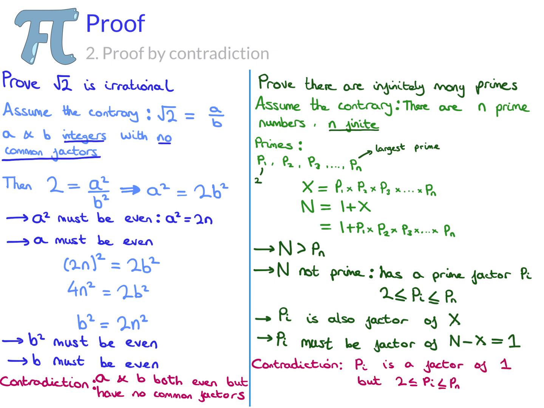pi is meant to be a factor of 1, but it also has to be a number greater than or equal to 2. And these cannot both be true. So there must be an infinite number of prime numbers.